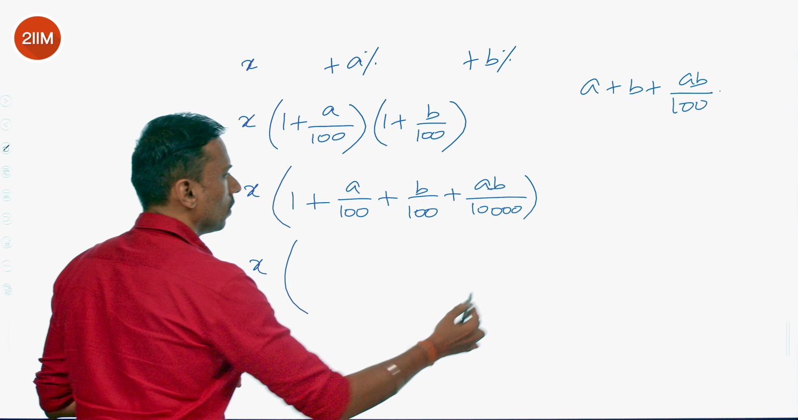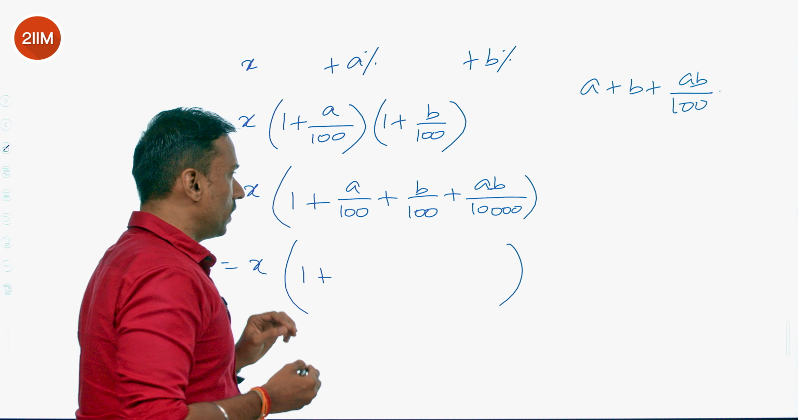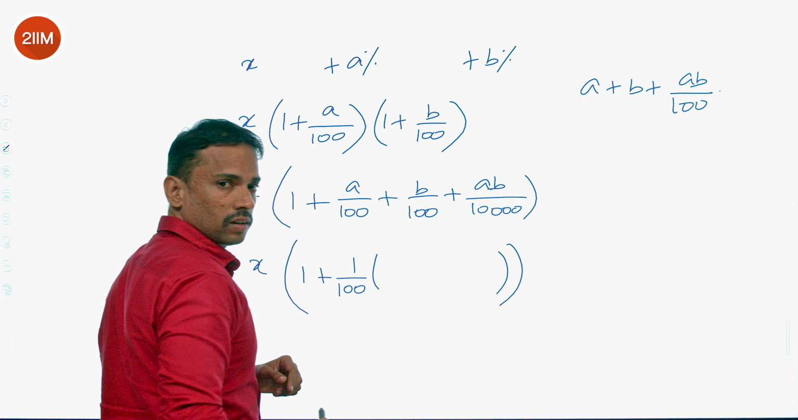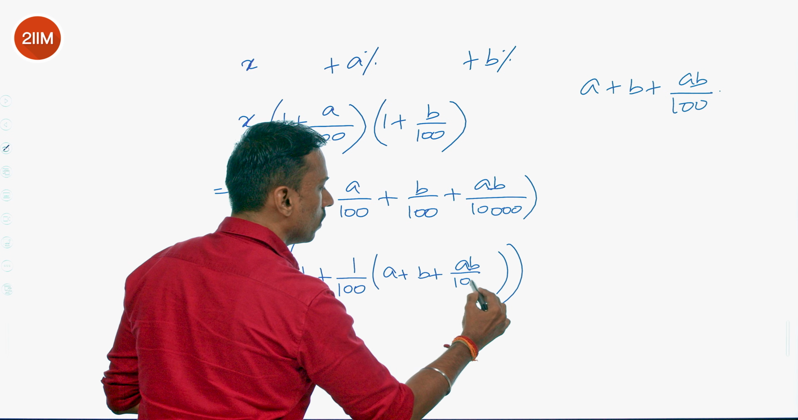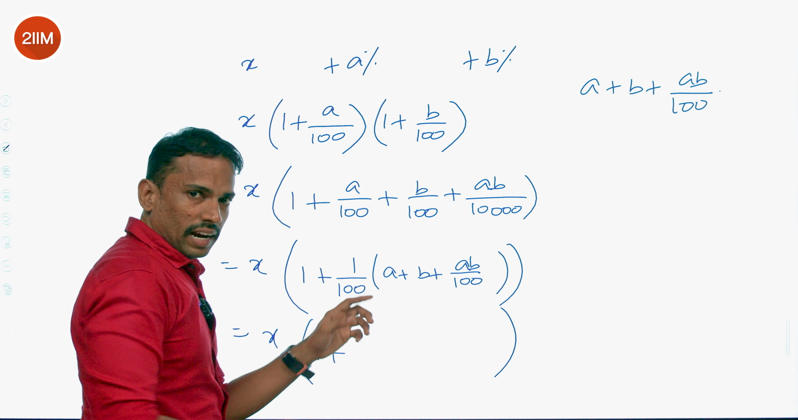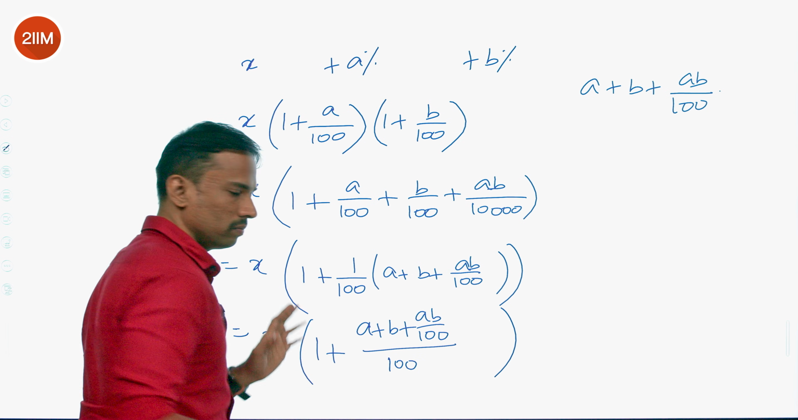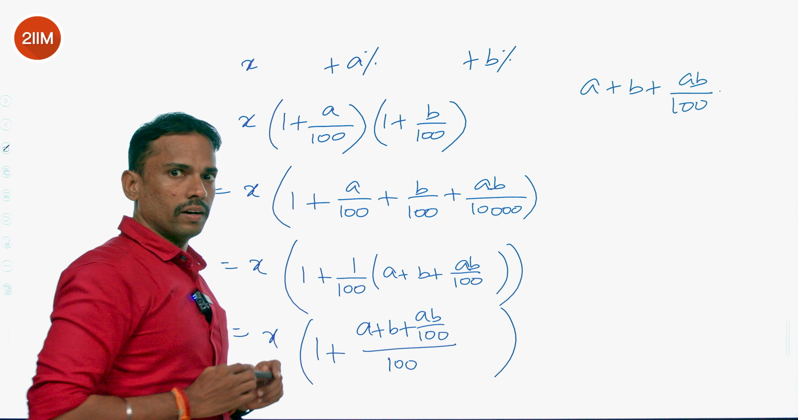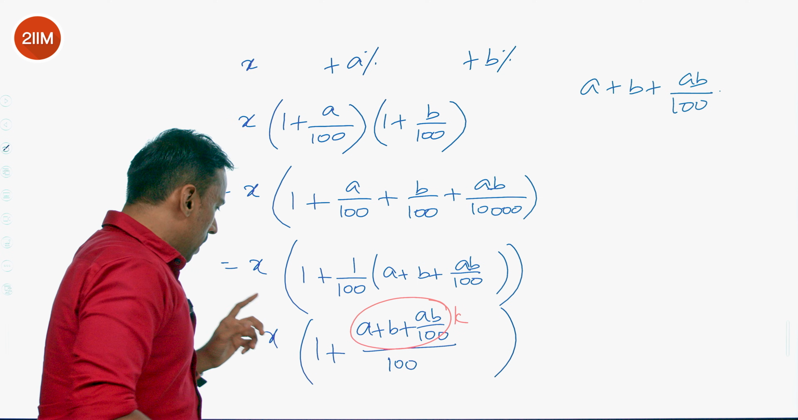Now we will do a simple thing. Shall we take a by 100 commonly from these terms? I am taking 1 by 100 outside, so 1 by 100 comes out and inside we are left with a, b, and ab by 100. So this is x into 1 plus, as one fraction, a plus b plus ab by 100, the whole divided by 100. Take this entire thing as some k. That means x into 1 plus k by 100.